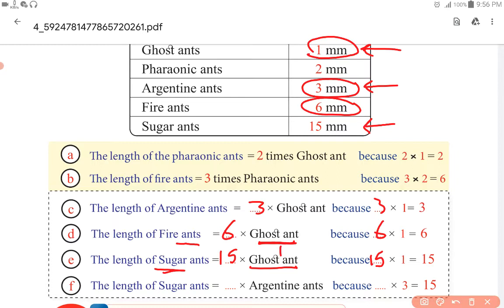Because the length of sugar ant equal space times Argentine ants. Argentine ant 3 وده 15. يبقى 3 times what equal 15؟ 3 times ايه؟ 5. يبقى 5 times ايه؟ 3. يبقى 5 times 3 equal 15.